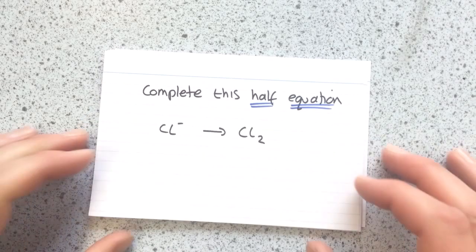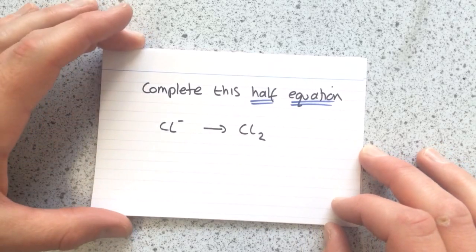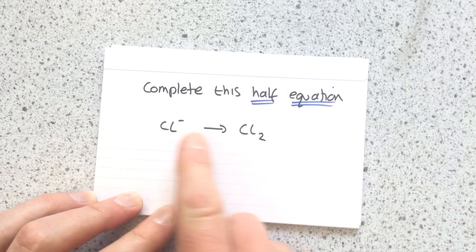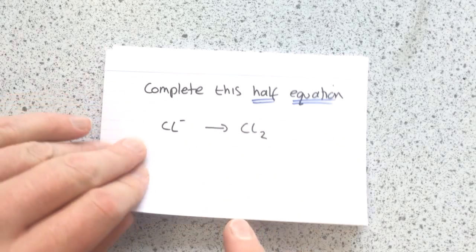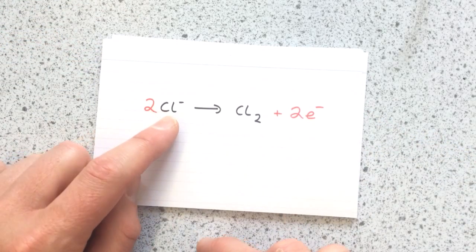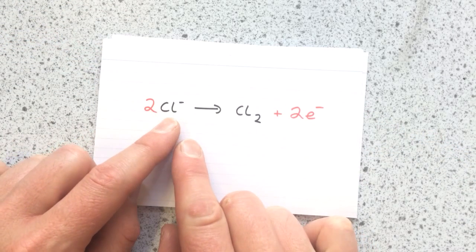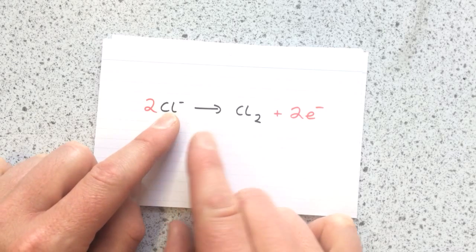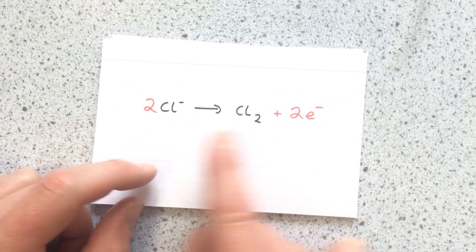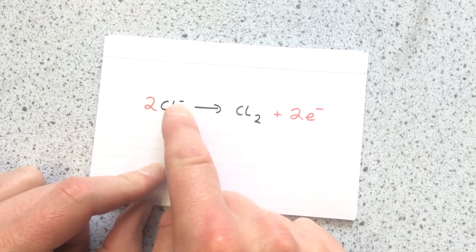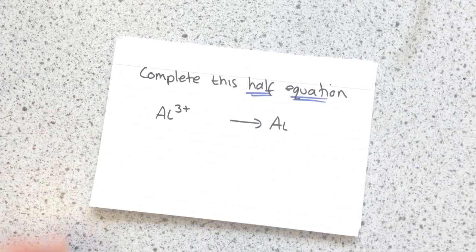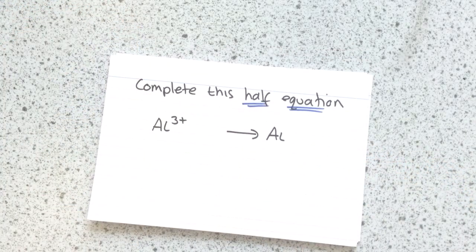Now, half equations are something you have to be able to do if you're doing higher tier papers. So this is an incomplete half equation: chloride ions turn into chlorine molecule. To complete that, we have to balance the atoms first. So you've got one chloride ion and two chlorines there, so two there to balance the atoms, and then to balance the charges, we've got two negative charges on this side, so that means we need two electrons on this side.